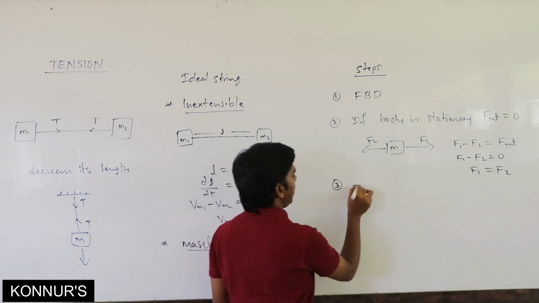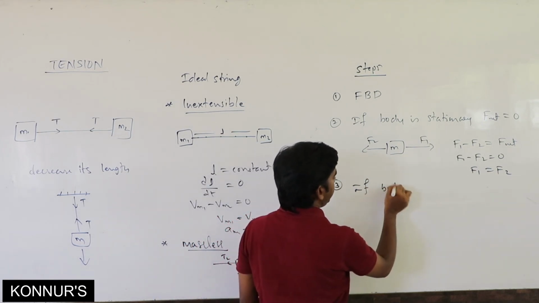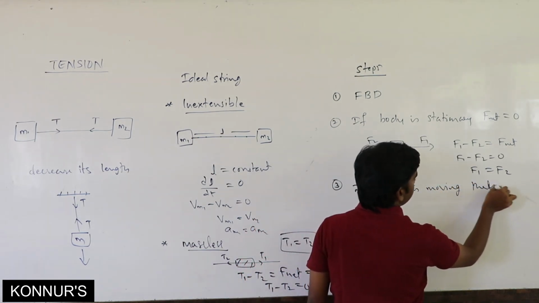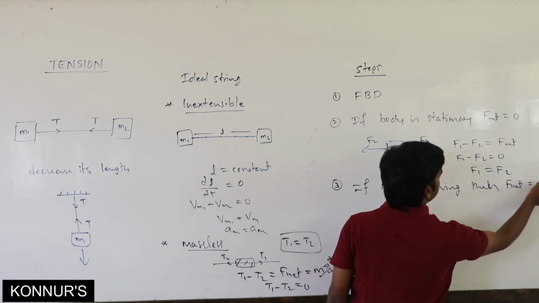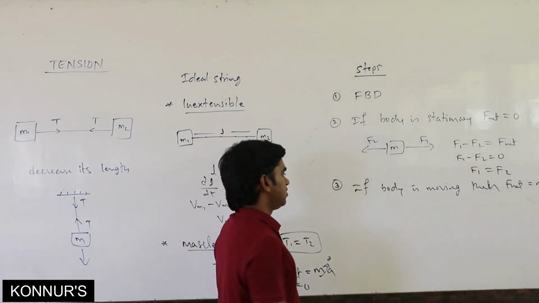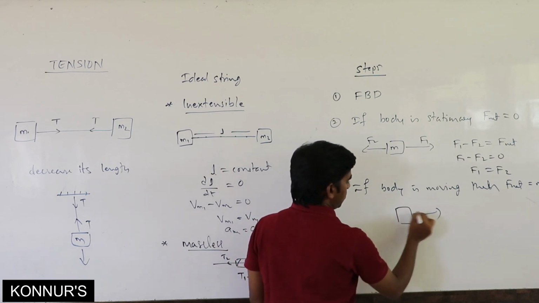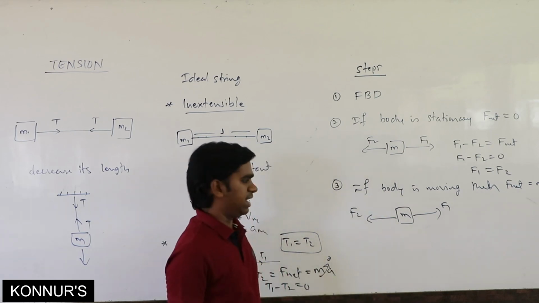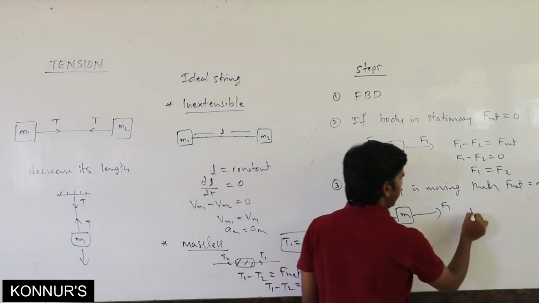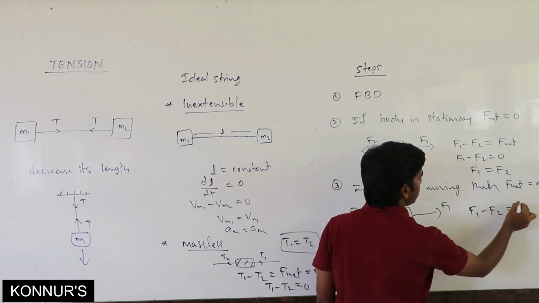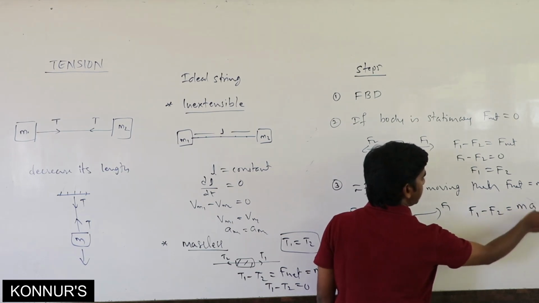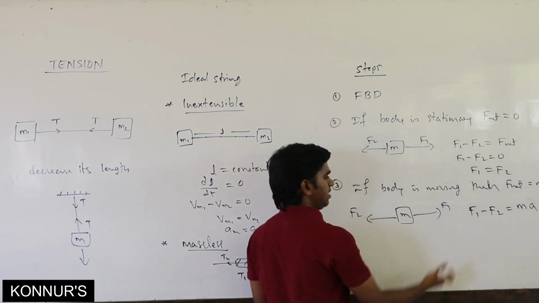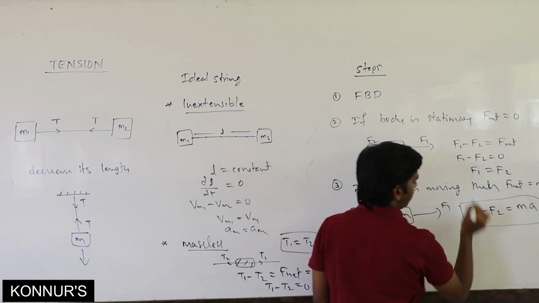Suppose, third point, if a body is moving, then F net is equal to mass into acceleration. Suppose a body of mass m is there, F1 is acting in this direction, F2 is acting in this direction. So now what is F net? F net is F1 minus F2 equals mass into acceleration. Now you can find the acceleration. This is what we have to follow.